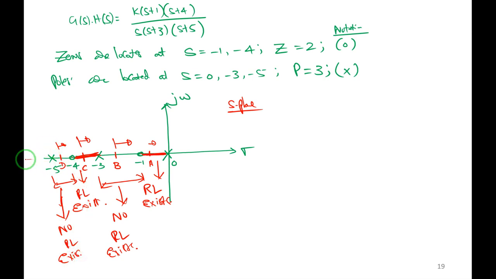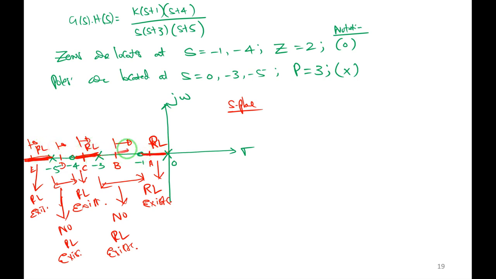Next I'll shift the point from -5 to infinity. Anywhere I can take. Let me take point E. To the right hand side I will count 1 2 3 4 5. Odd, which means from -5 to -infinity root locus exists. I hope you are getting it. Root locus exists. Simply I will write RL. RL means root locus exists.